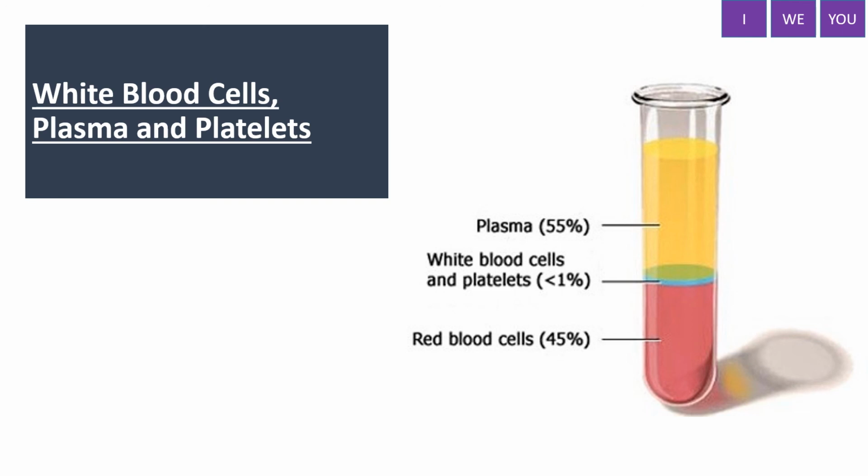So you can see the plasma makes up 55%, white blood cells and platelets less than 1%, so a very, very small portion of the blood in our body is made up of those two things. And red blood cells, extremely, extremely important to an athlete, makes up about 45% of that sample of blood that we can see there.